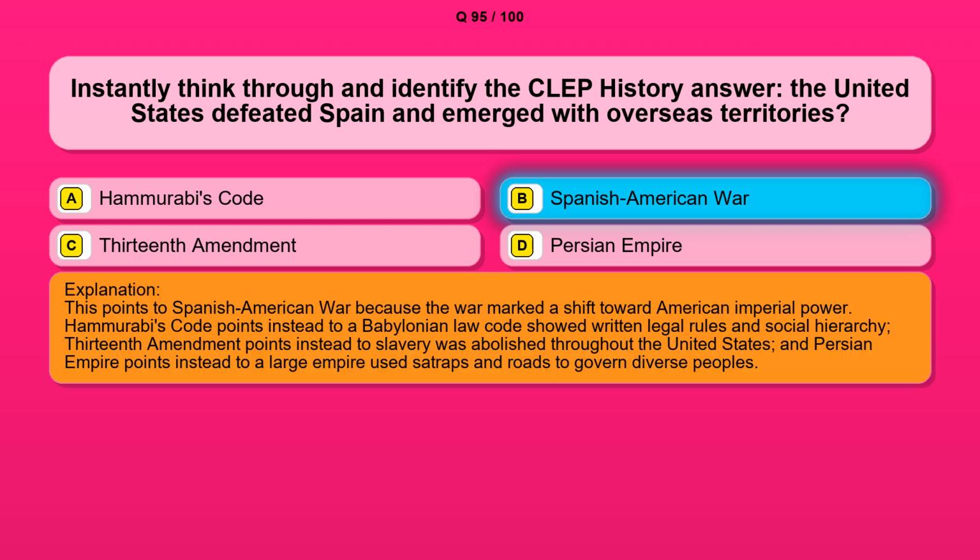This points to Spanish-American War because the war marked a shift toward American imperial power. Hammurabi's Code points instead to a Babylonian law code showed written legal rules and social hierarchy. 13th Amendment points instead to slavery was abolished throughout the United States, and Persian Empire points instead to a large empire used satraps and roads to govern diverse peoples.